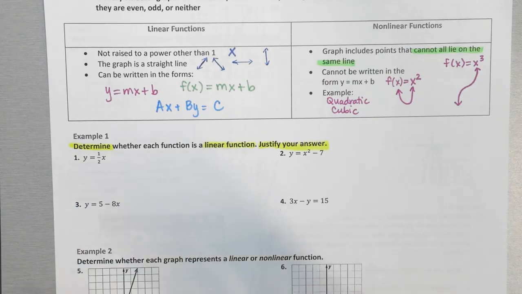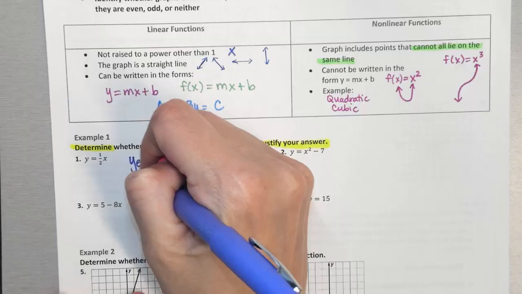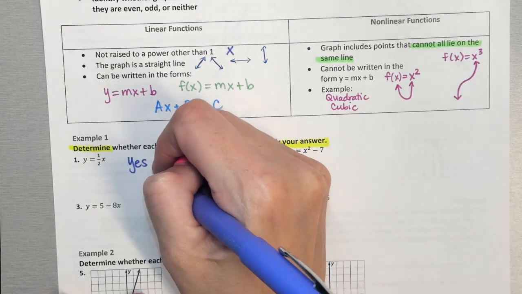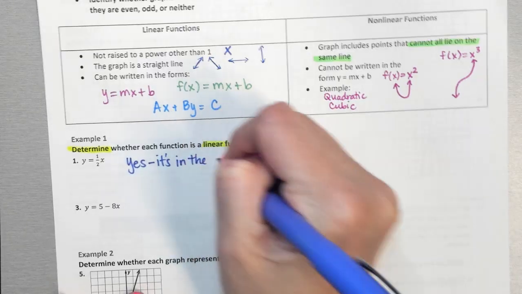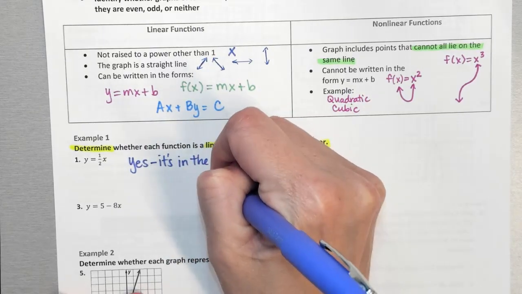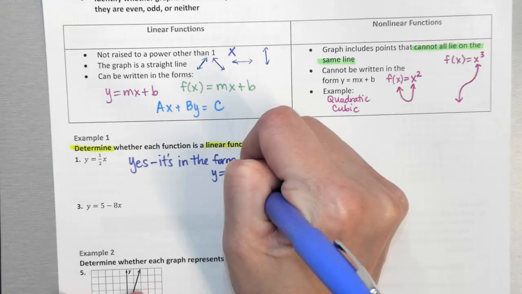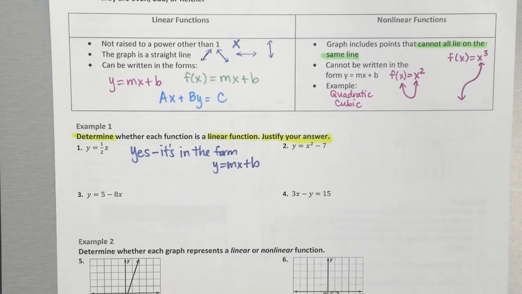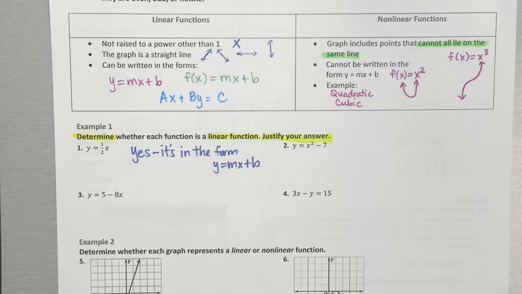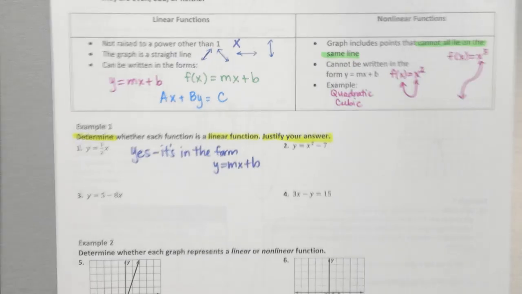Yes. Okay, so one justification you could give is yes, and you could say it's in the form y equals mx plus b. The intercept would be 0. Yep. 0, 0.